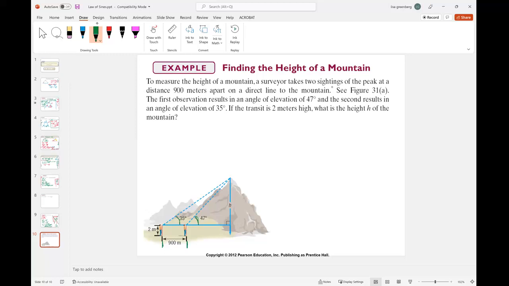If the transit, basically what that means is, if you notice, this is the bottom of the mountain, but it's going down. So they're saying that the transit is 2 meters high. So at the end, we just want to add these 2 meters in, because those aren't taken into consideration with the triangle that's shown. Do you see that? Okay. And what is it I want to find? I want to find this height. Once I find that height, I add 2 and I have the answer to the height of the whole mountain.